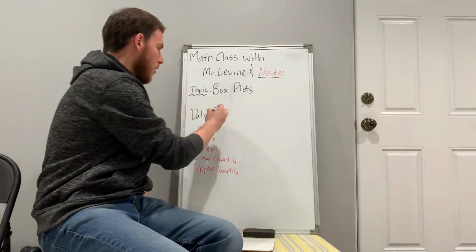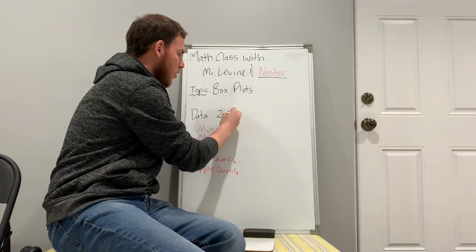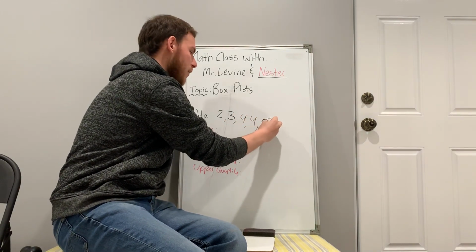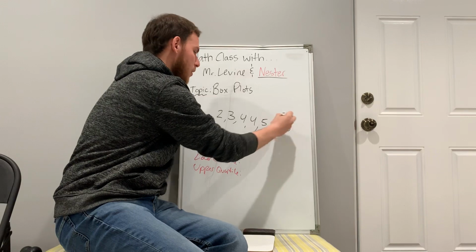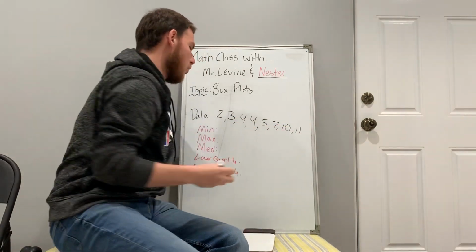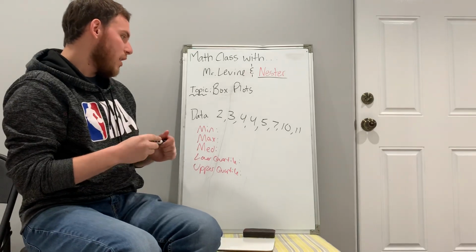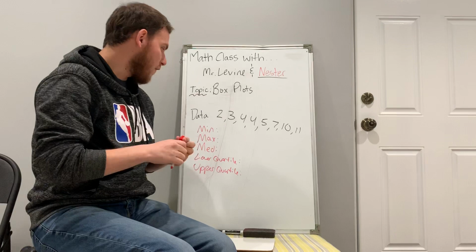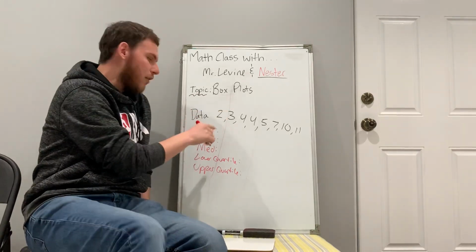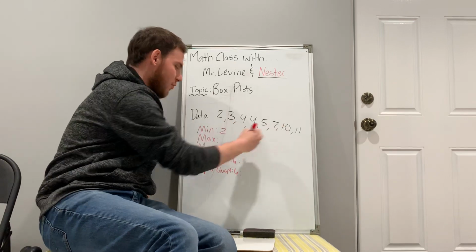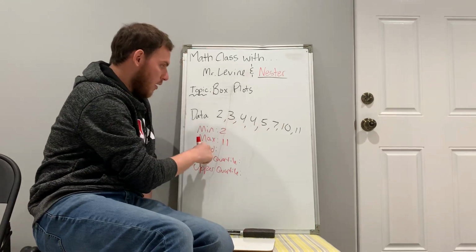So let's see, 2, 3, 4, 4, 5, 7, 10, 1, 2, 3, 4, 5, 11. Okay, so we have an even amount of numbers here. So we find the same values. The minimum, in this case, is 2. The maximum is 11.